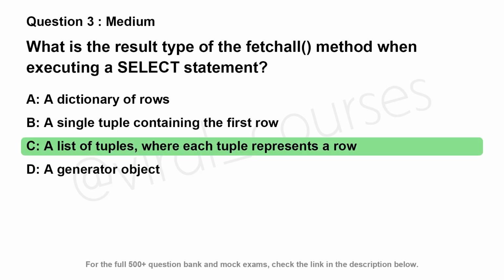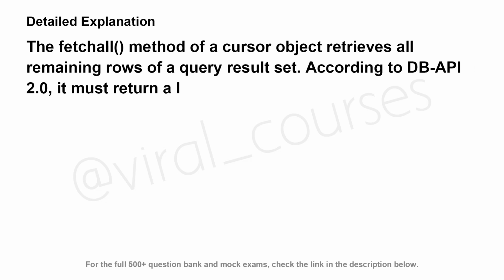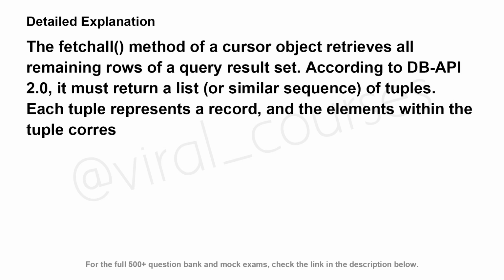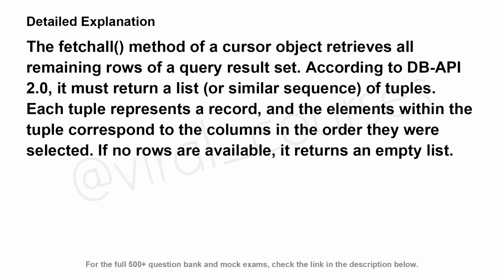The correct answer is C. The fetchall method of a cursor object retrieves all remaining rows of a query result set. According to DB API 2.0, it must return a list, or similar sequence, of tuples. Each tuple represents a record, and the elements within the tuple correspond to the columns in the order they were selected. If no rows are available, it returns an empty list.